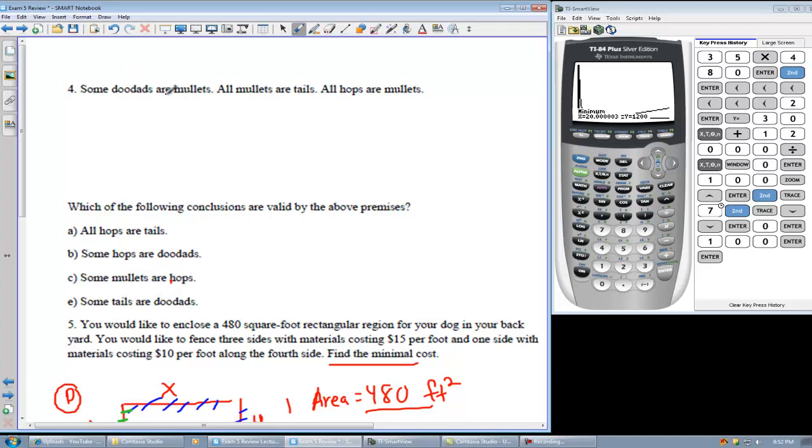So draw some pictures. So some doodads are mullets. So what you can do is you can draw a doodad circle. So this is my doodads. And now some just tells me it overlaps a little bit. So this is my mullet circle. So that's mullets. And then I get to the next one. It says all mullets are tails. So I'm going to draw a tails circle. So I'm going to make it all, but I'm going to be careful how I draw this, right? It doesn't say that I go past the mullets, so this is my tail circle. And then over here I have all hops are mullets. So inside here I have a hop circle because all hops are mullets. So I'll have to draw an arrow. All right, this is my hop circle.